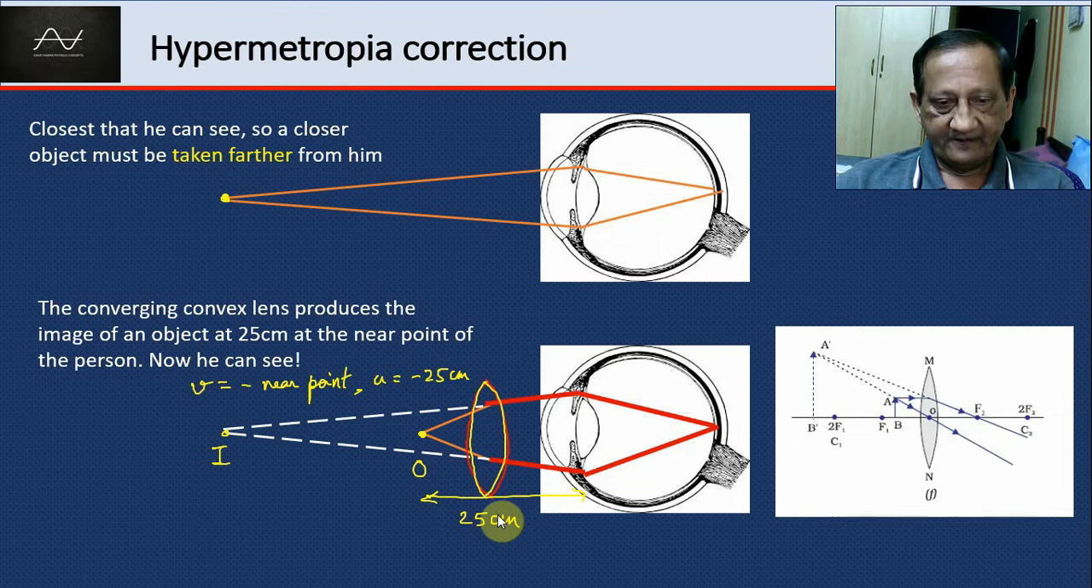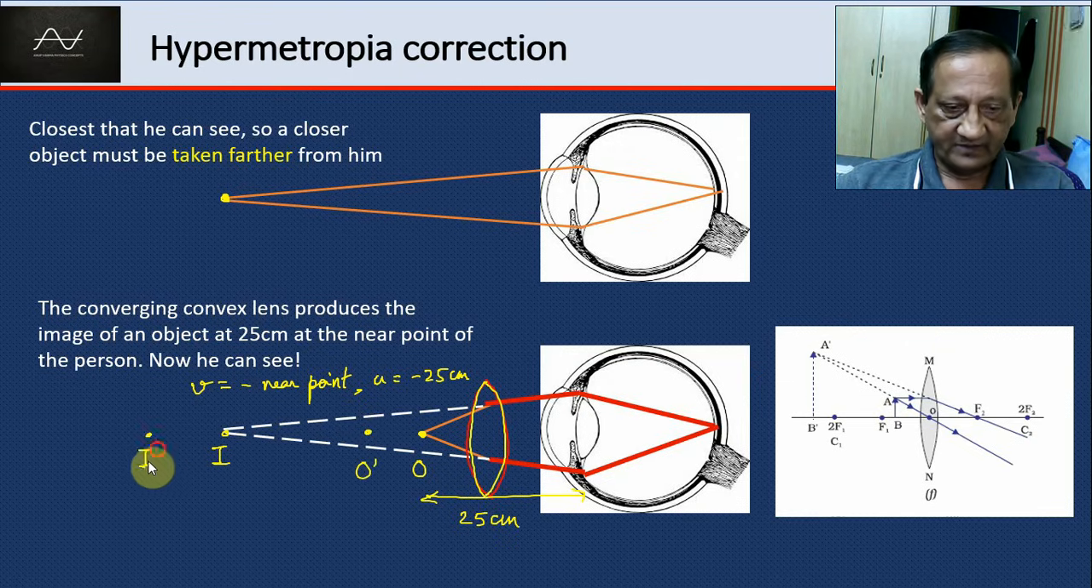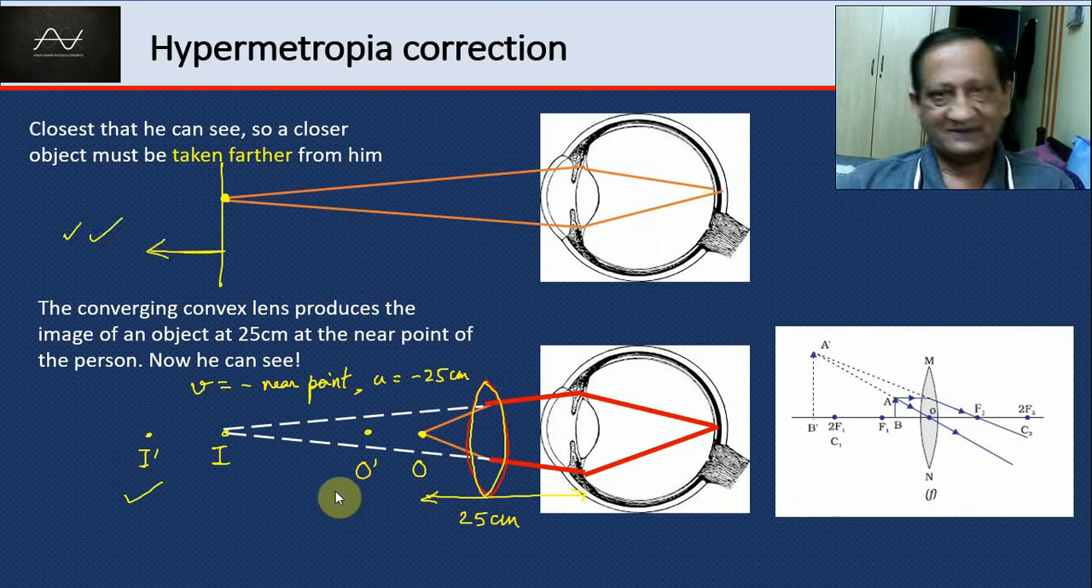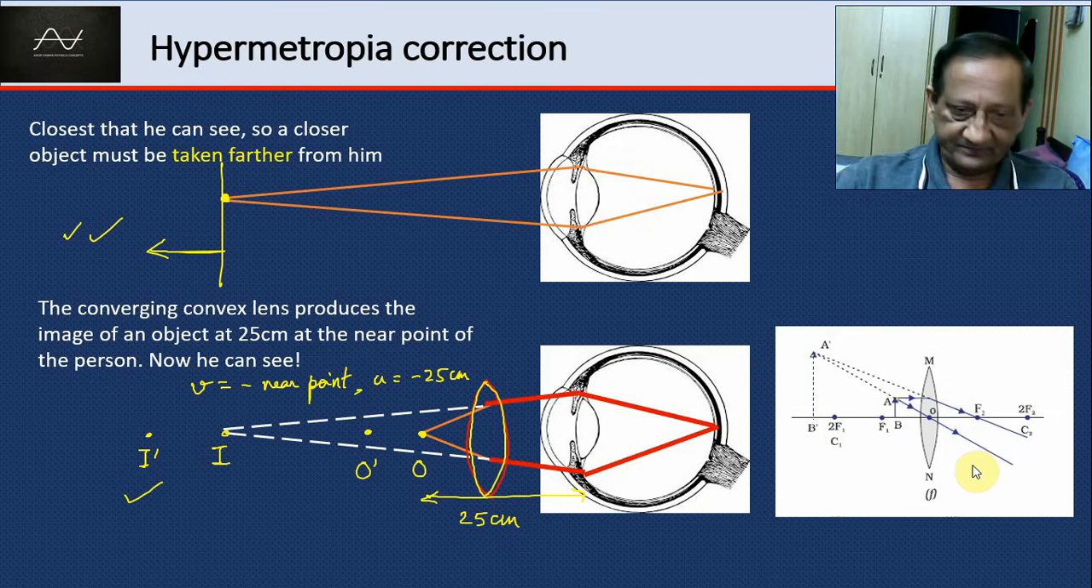Now, suppose the object is farther, then where will the image be created? The image will be created somewhere here. If this is O dash now, I dash will be here. He doesn't have a problem with this because beyond this region, he is perfectly fine. He is okay with that. And you can see this is how an image is created by a convex lens when the object is between the focal point and the optical center. The image is created here.